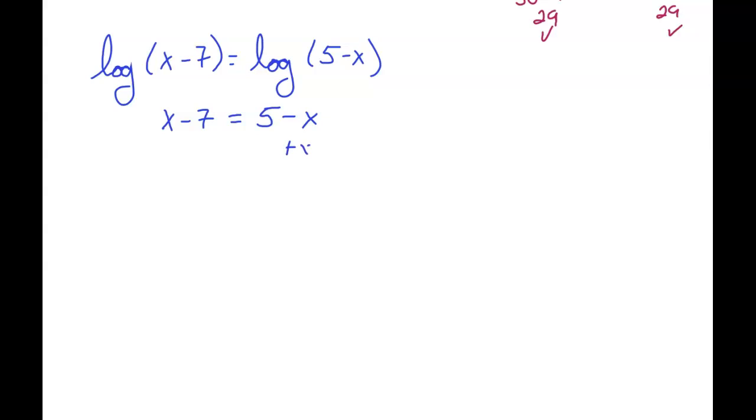And I can solve by adding my x to both sides. So I will get 2x minus 7 is equal to 5. I add my 7 to both sides. I get 2x is equal to 12. I divide by my 2. I get x is equal to 6.